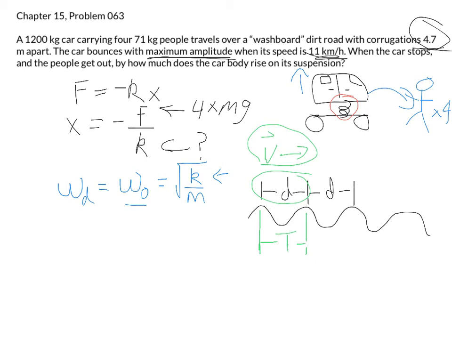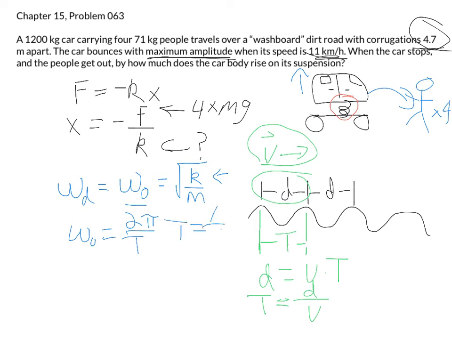So if we think about this, for something moving at a constant speed, distance equals rate times time, which I'm going to write with a capital T since it's a period. So the period is just going to be equal to that distance between the peaks over the speed at which we're traveling. And we know from our other equations that omega naught is just equal to 2 pi over the period. Again, that comes from the fact that period is equal to 1 over frequency.